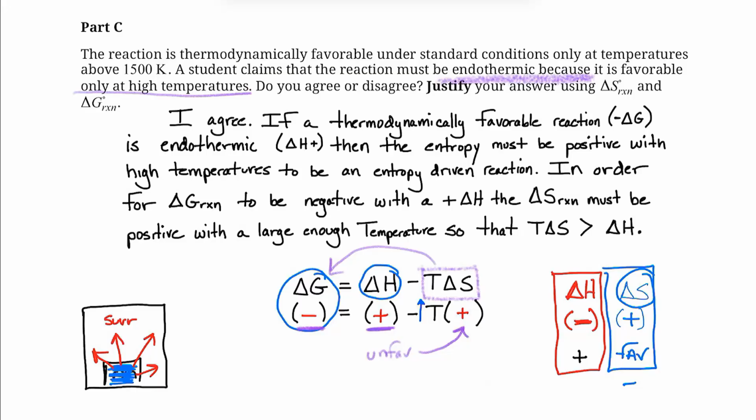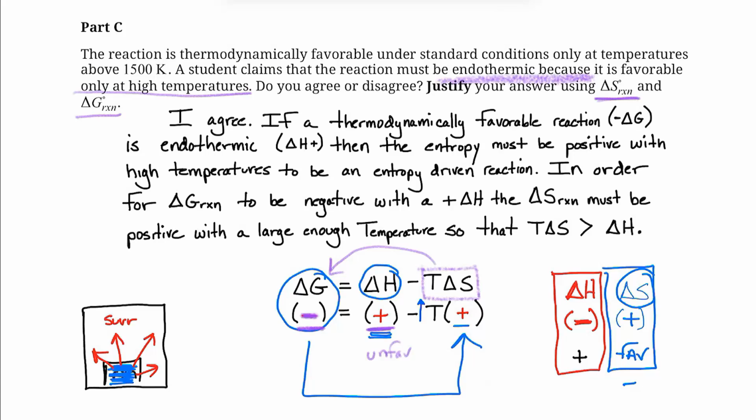So they said only at high temperatures. The point here is that for delta G to have a chance to be negative, we need a positive sign for delta S. That's why they say justify your reasoning based on the delta S of the reaction and the delta G of the reaction. So if this must be negative and it's endothermic, this must be positive. And so we have what we call a favorable condition for delta S right there. Now we have a good condition here and a poor condition here.